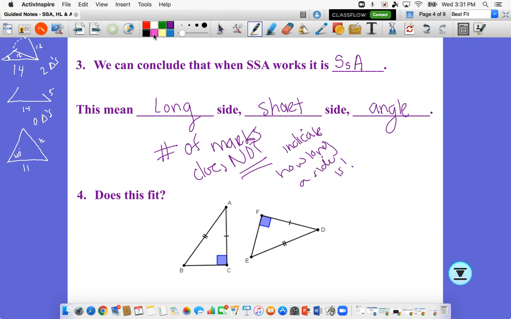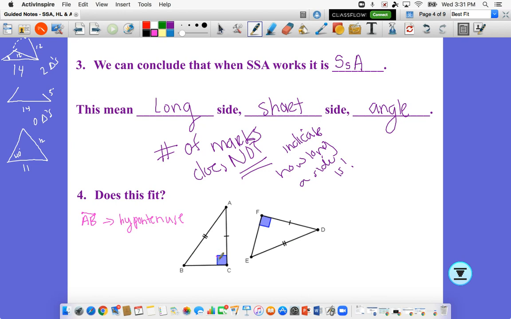But does this fit? I'm looking at it and I'm assuming that AB and DE are longer than this other side that's marked off. But is that true? Is there a word you could use to refer to AB? Maybe you can really think back. I wonder if anyone is like, oh my gosh, I know this. It's the hypotenuse.